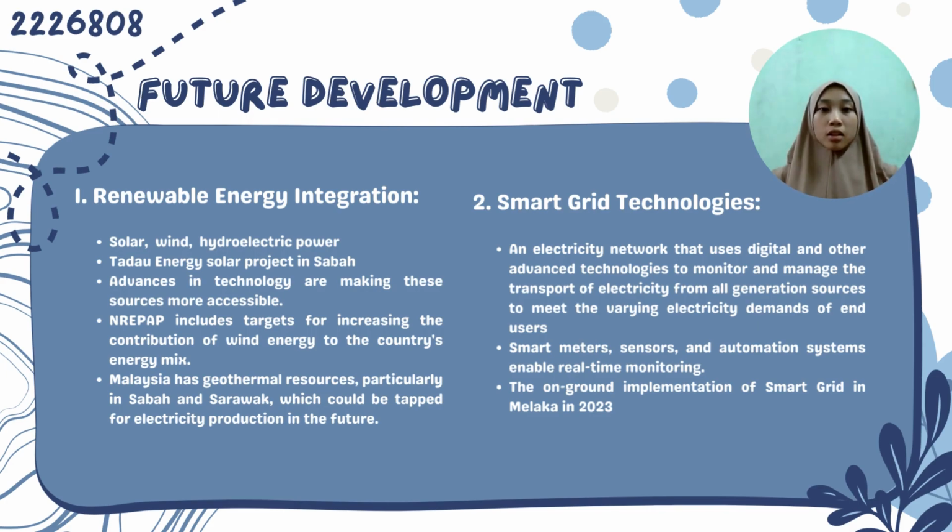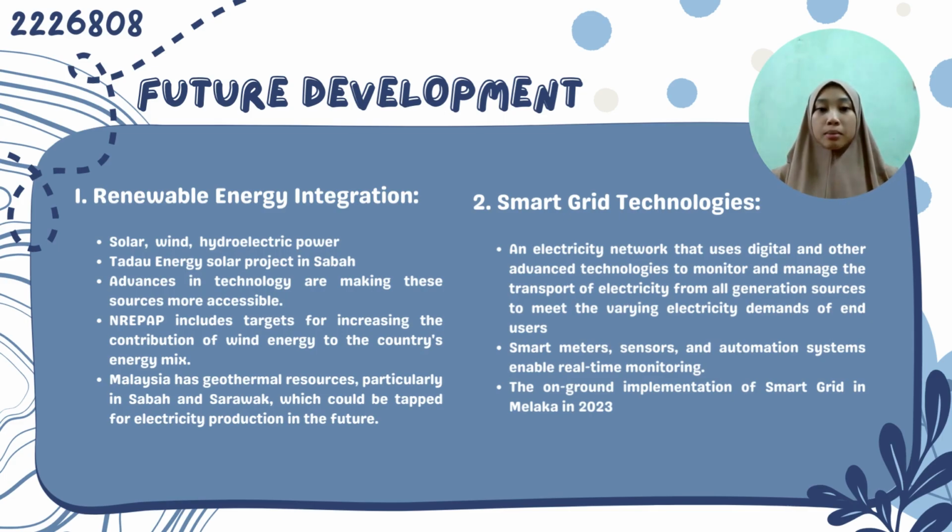Secondly, smart grids. From the International Energy Agency, IEA, a smart grid is an electricity network that uses digital and other advanced technologies to monitor and manage the transport of electricity from all generation sources to meet the varying electricity demands of end users. The development of smart grid technologies will facilitate the efficient integration and management of DG. Things like smart meters, sensors, and automation systems will enable real-time monitoring and control, optimizing the performance of distributed energy resources while ensuring grid stability and reliability.